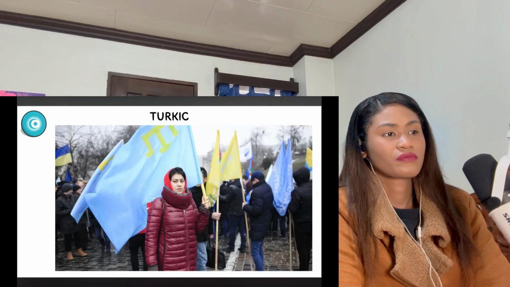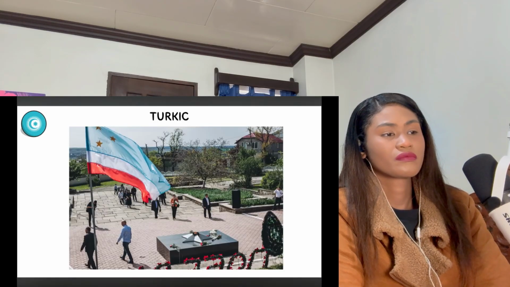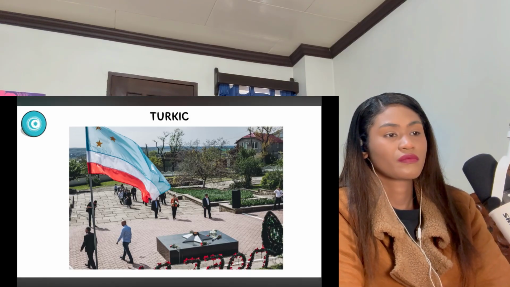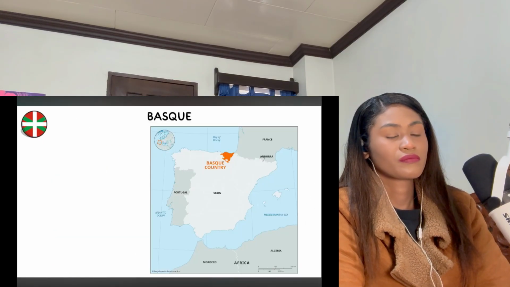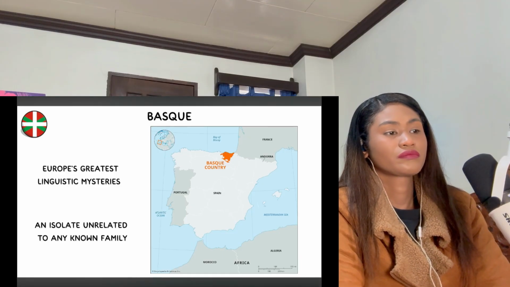While Turkic languages share agglutinative grammar and common roots, they also reflect regional influences. Their endurance in Europe highlights centuries of migration, conquest, and cultural exchange, making the Turkic family a living reminder of Eurasian interconnection. Basque. Basque is one of Europe's greatest linguistic mysteries, an isolate unrelated to any known family.